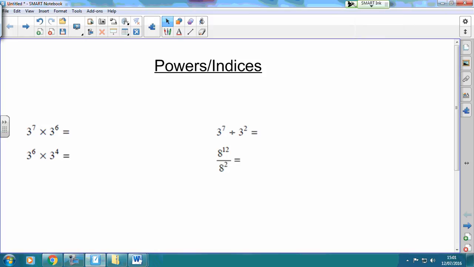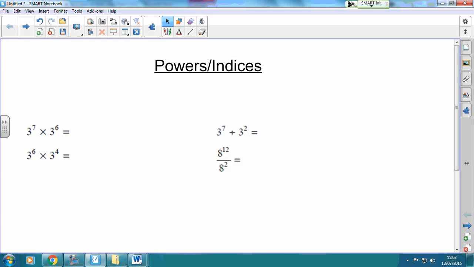Okay, so I think this is the 7th video, and this one is powers and indices. Now this was a grade C topic, but now there's no longer any grade Cs. We're probably looking at a grade 4 to grade 5 topic. It's not that tricky, but they can make the questions a little bit tricky, which we'll see in a second. But the premise behind it is really quite simple.